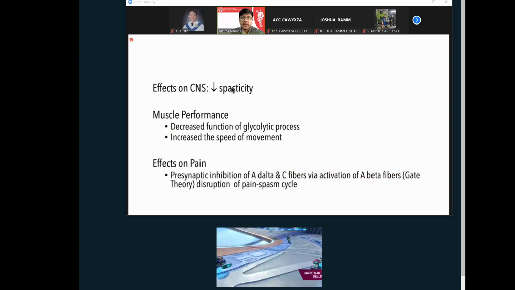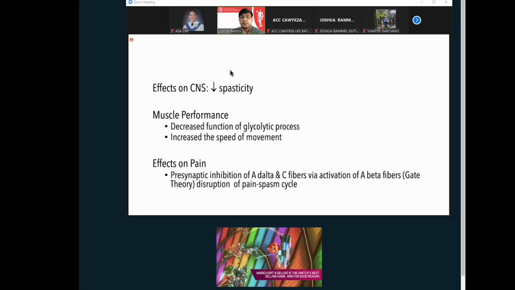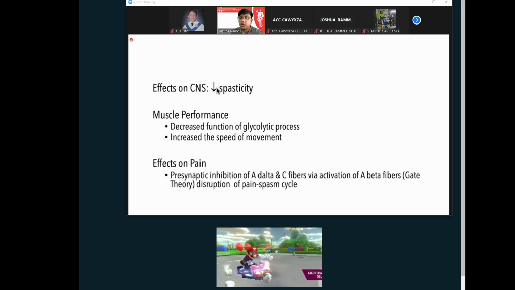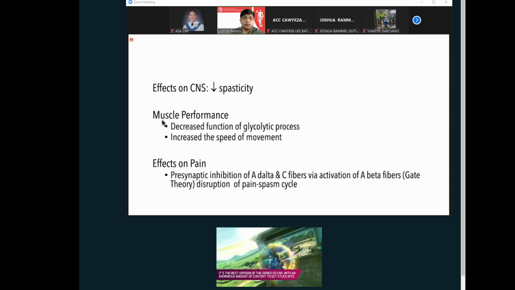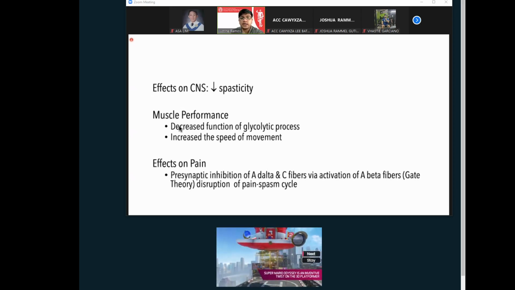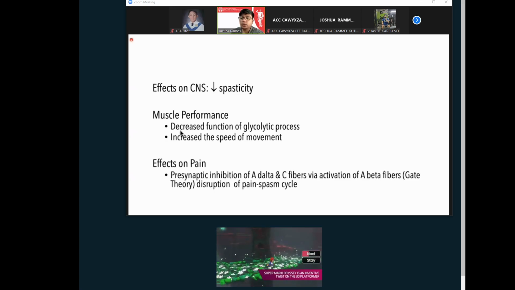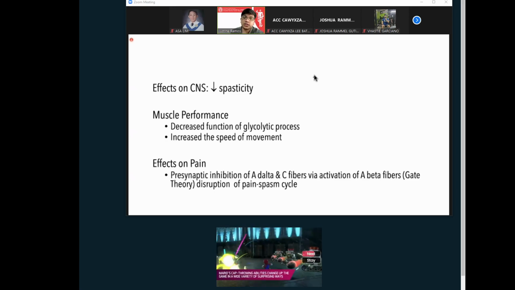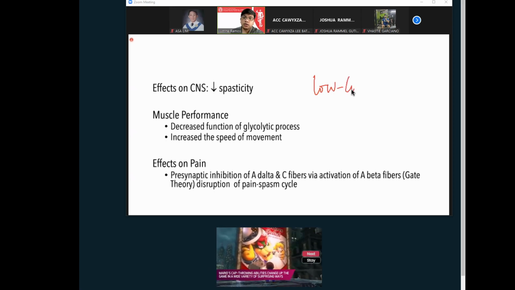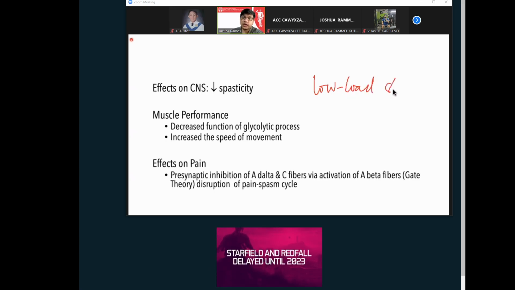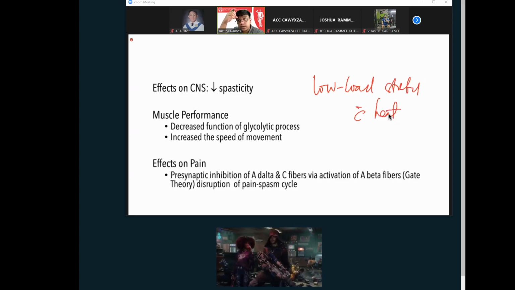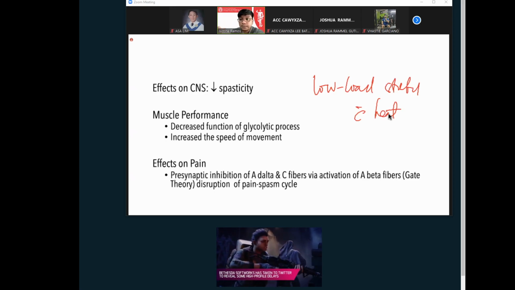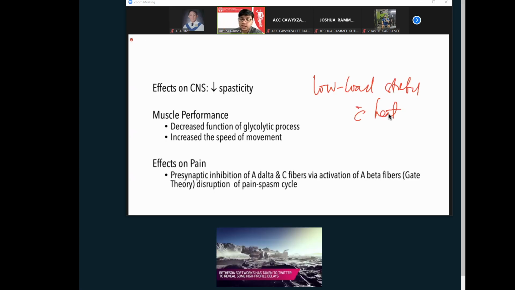So effect on CNS, kapag may spasticity, pwede nating bigyan ng local tissue heating. Okay? Also one example is yung low load stretch. Low load stretch with heat. Okay, ito previously ginagawa ko to no kapag meron kang ACL tear and yung muscle is really spasm. No, nag-spasm yung mga muscle.